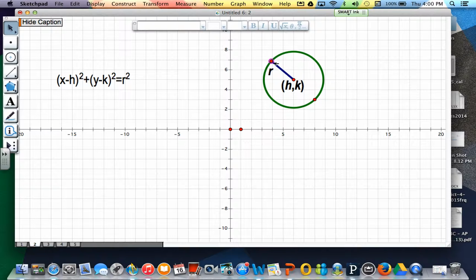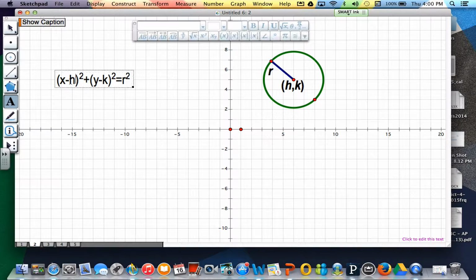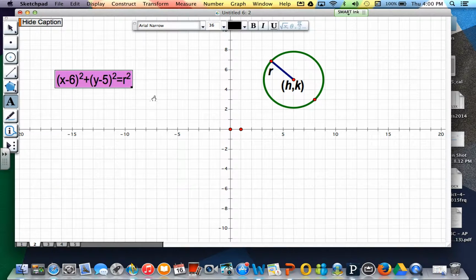Well, in this instance, we have a center. It looks like 1, 2, 3, 4, 5, 6. We go 6, 1, 2, 3, 4, 5. So we have a center 6, 5. So I'm going to replace my h with 6, and I'm going to replace my k with 5, and my radius, well, that might be a little bit more difficult to find out, but we can find it. Why don't we go to a grid point? Do you see how this is 2 and this is 2? Wouldn't that have to be 2 root 2? So the radius is 2 square root of 2.